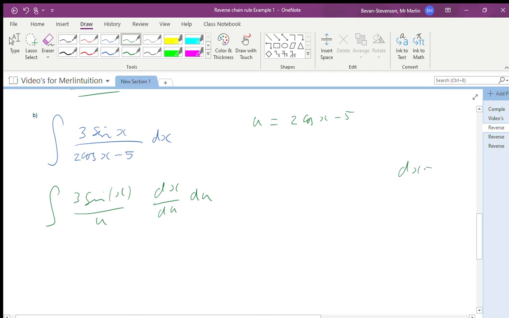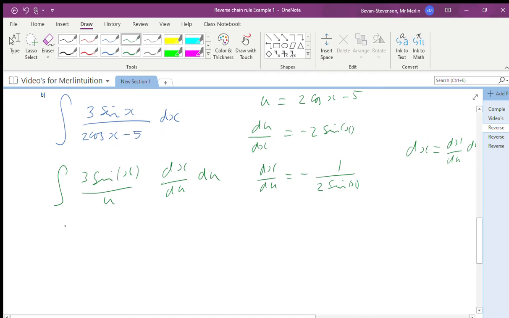dx is dx by du, and so we define dx by du. du by dx is minus 2 sine x, and so dx by du is minus 1 over 2 sine x. Putting that in, we are integrating 3 sine x over u times minus 1 over 2 sine x du.